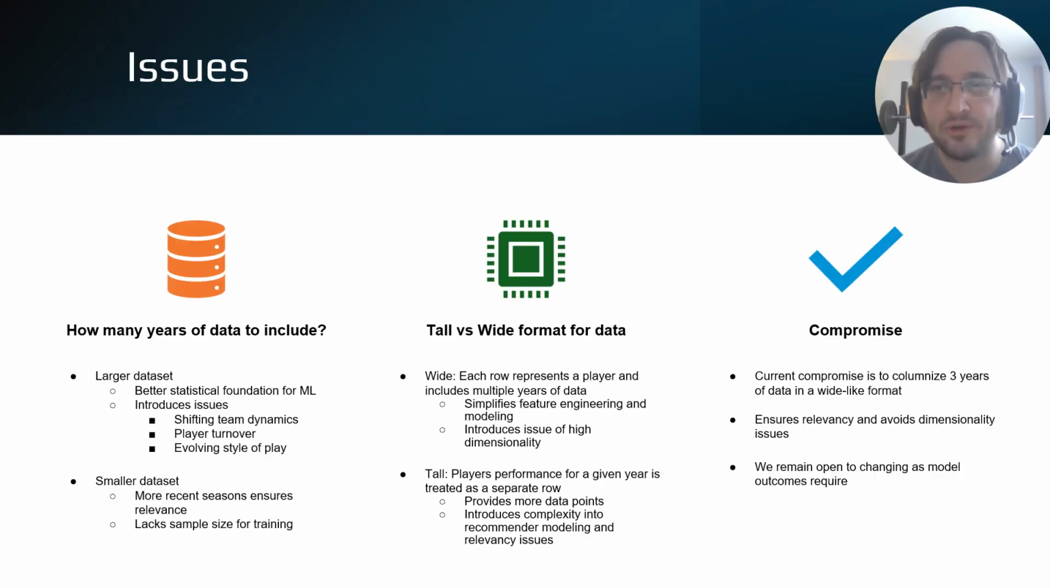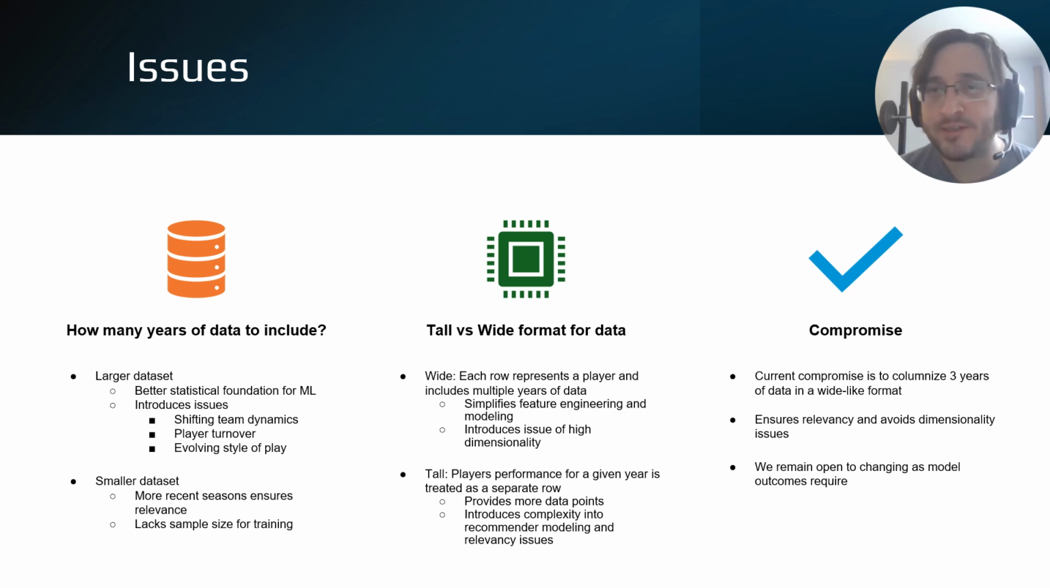Now, I'd like to take some time to talk about some of the issues we ran into while putting together a data set. The first is the question of how many years of data to include. A larger data set with more years is going to provide a better statistical foundation for our machine learning model, leading to better performance. But it will introduce other issues that could decrease performance, such as shifting team dynamics, player turnover, and an evolving style of play. A smaller data set will ensure the relevance of the data, but will lack sample size for our training, which could lead to poorer performance.